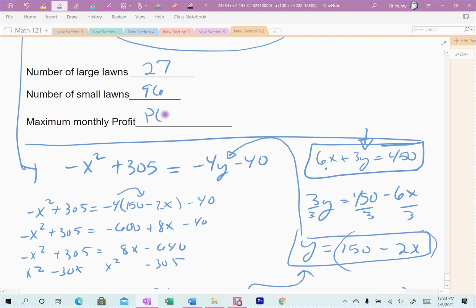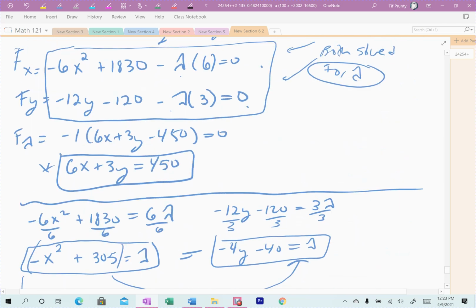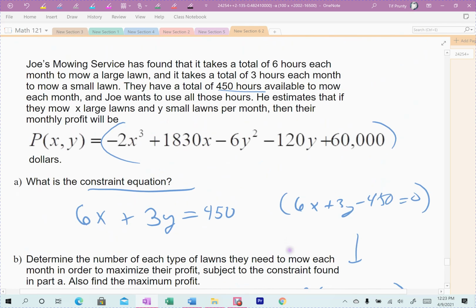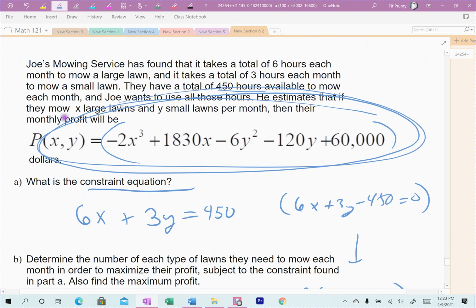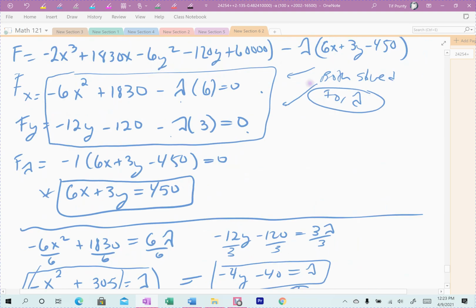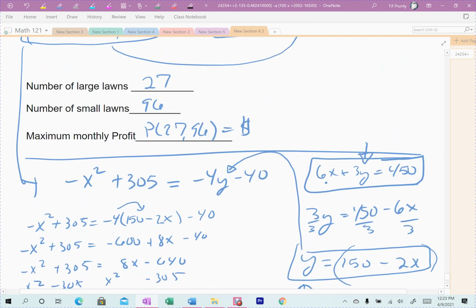And then to find the profit, you plug the 27 and the 96 into the profit equation. So you go back all the way to the original profit equation, and this is where you plug your 27 and your 96 in. Again, just make sure you're very careful. This is where I make my mistakes, just mistyping something when I plug it in, missing a negative or a number or something. When I do, hopefully you get the same thing. I get 3,228 as my optimum weekly profit when they mow 27 large lawns and 96 small lawns.